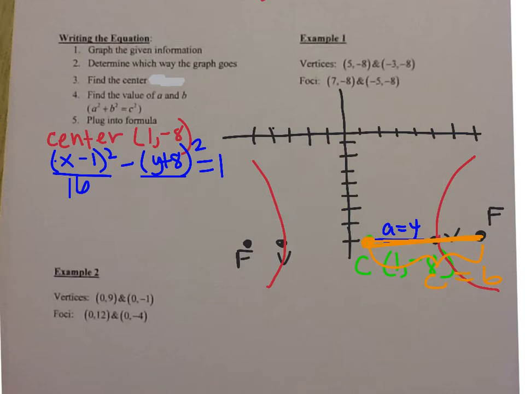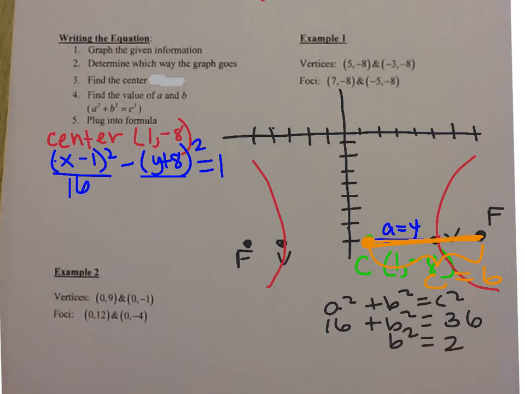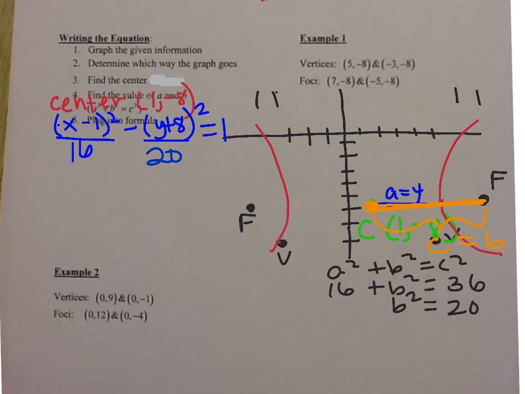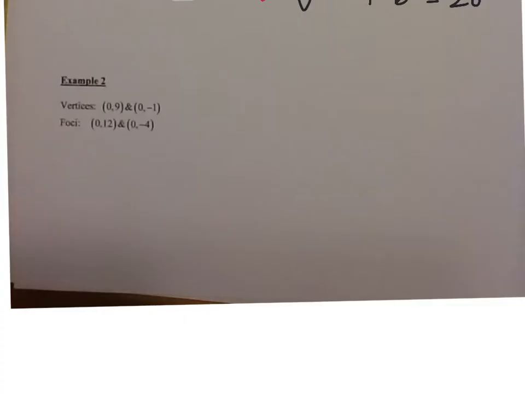So now I'm going to use the Pythagorean theorem. a squared plus b squared is equal to c squared. Remember, I'm looking for b squared. So a squared is 16 plus b squared is equal to c squared, which is going to be 36. So minus 16, I get 20. So my b squared is equal to 20. So right underneath the y will be 20. So that's my equation. All right, let's try another one. Okay, so for number 2, my vertices are at 0, 9 and 0, -1.